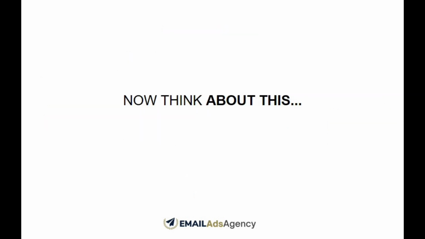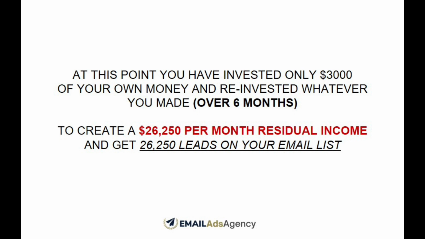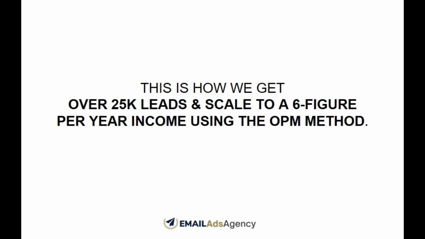Now think about this. At this point, you have invested only $3,000 of your own money and reinvested whatever you made over a 6 month period to create a $26,250 per month residual income and get 26,250 leads on your email list. So, this is exactly how we get over 25K leads and scale to a six figure per year income using the OPM method.